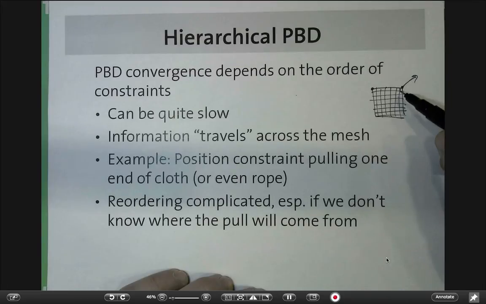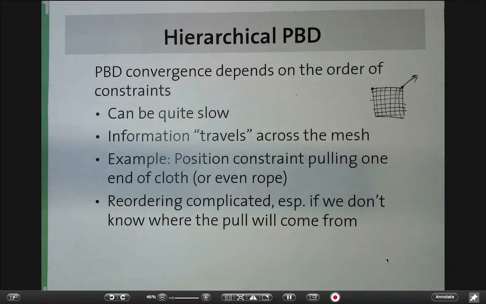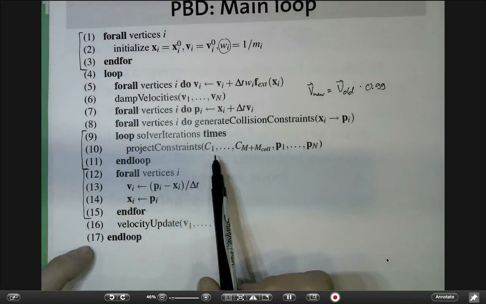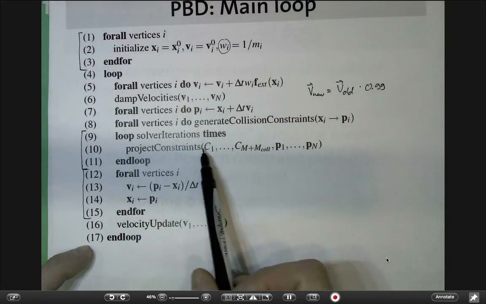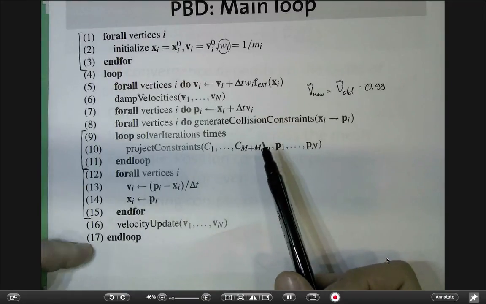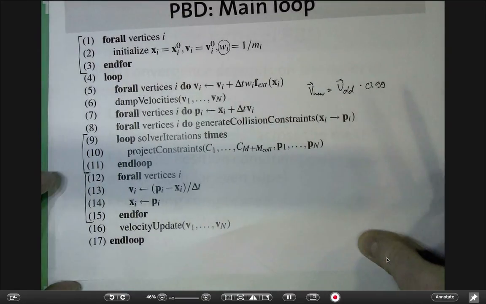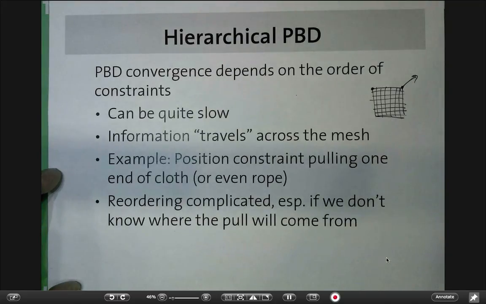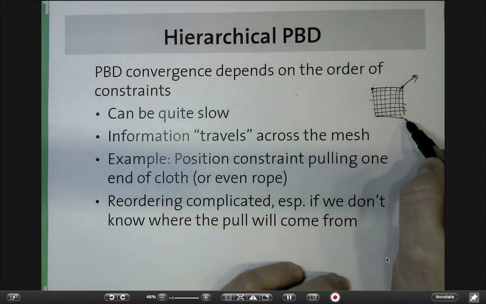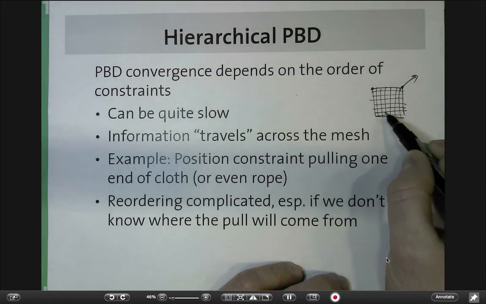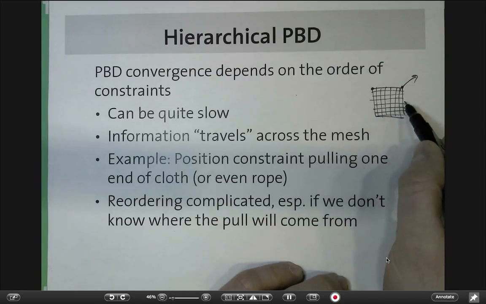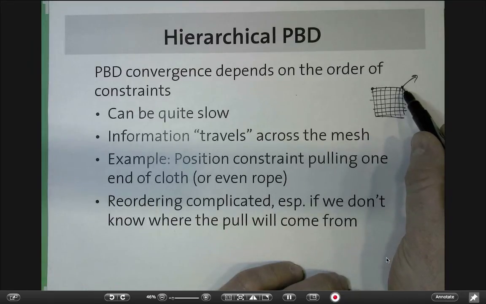The result depends on the ordering of the constraints in the constraint projection loop, right? So here I'm saying project constraints, all of them one by one, and this order actually matters, right? If I pick a bad order, if I go always like from here, and go through the particles like this, I do sweeps like this, and this is gonna be the last one or almost last I hit, right?